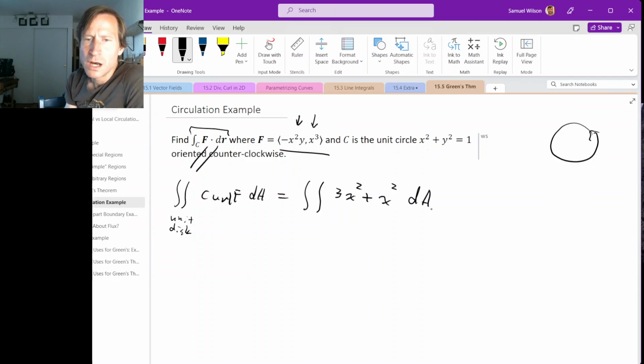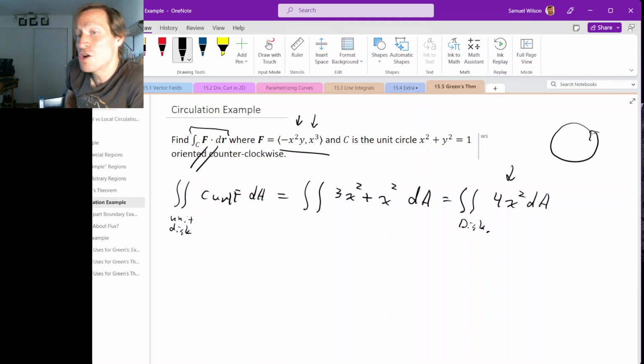Okay, so how would we integrate this? Oh, so actually this is going to be the integral of 4x squared. Yes. Okay. So which would you rather integrate? Some messy line integral with tons of sines and cosines lying around, or 4x squared over this disk? I mean, I would rather integrate 4x squared over this disk personally. So let's do it that way, over this disk.